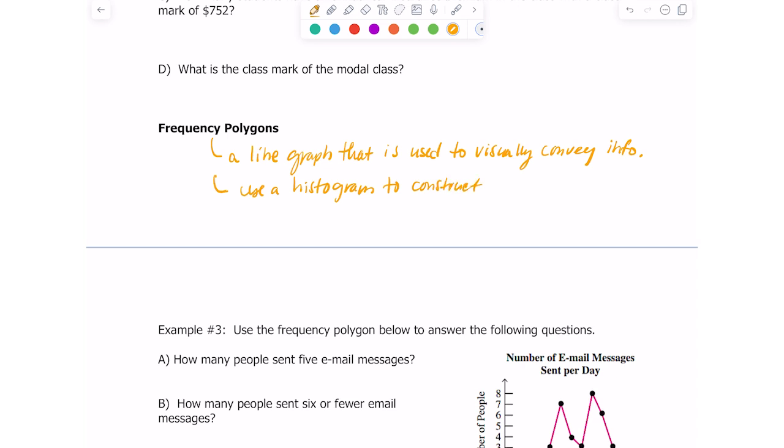And basically what you do is you draw a dot at the top of each rectangle at the midpoint. And then you connect with the straight lines. Both ends should touch the horizontal axis.